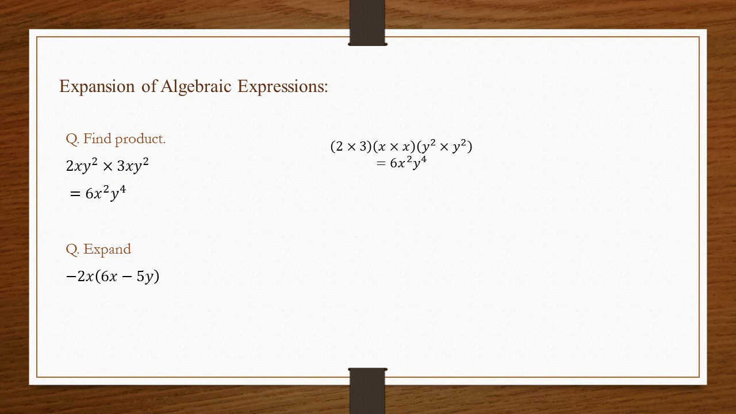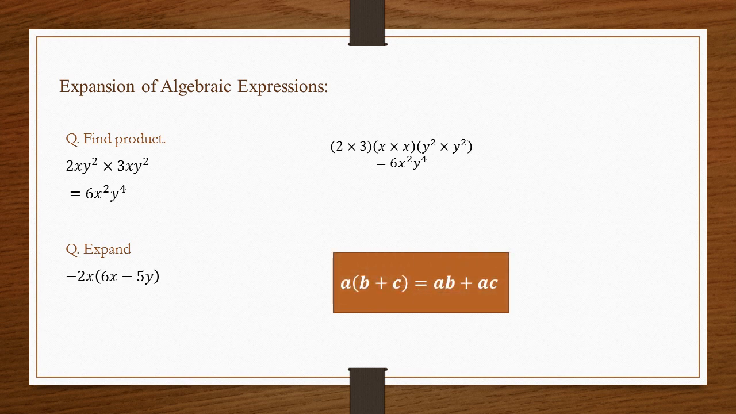Now we have to expand an algebraic expression. Here you are given the algebraic expression minus 2x into 6x minus 5y. As I told you, whenever there is an expression like this, we will apply the distributive law. This is the distributive law that I already told you, that you will multiply the outer term with the inner terms of the bracket.